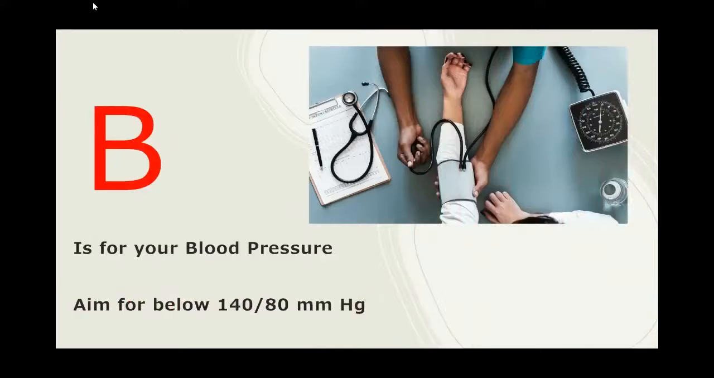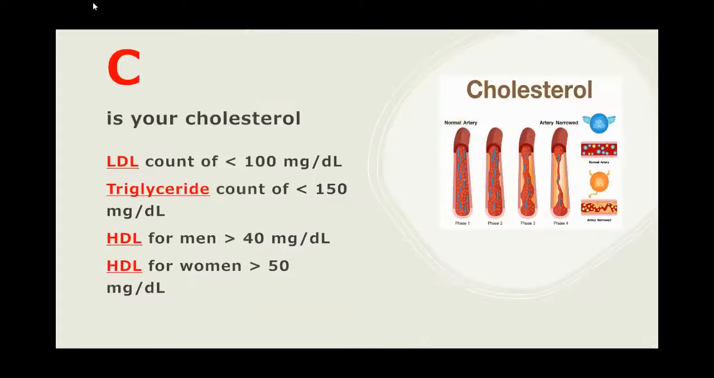B is your blood pressure, which you should get every visit. Aim for below 140/80 millimeters of mercury. C is your cholesterol, which is a major factor of heart disease that is affected by diabetes. You will want to get this tested yearly, and you should be aware of the types of cholesterol in your body, which are LDL, HDL, and triglycerides. You should aim for low counts of LDLs and triglycerides. Aim for an LDL count of less than 100 milligrams per deciliter and a triglyceride count of less than 150 milligrams per deciliter. You want to have a higher count of HDL.